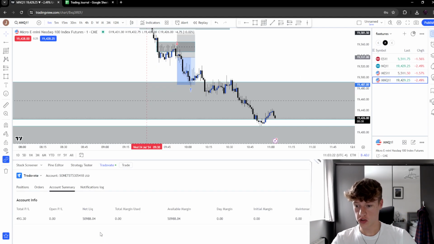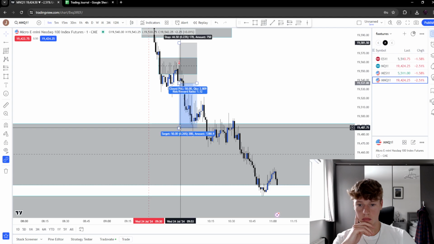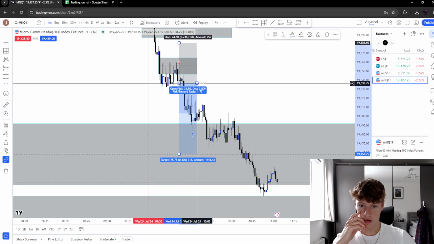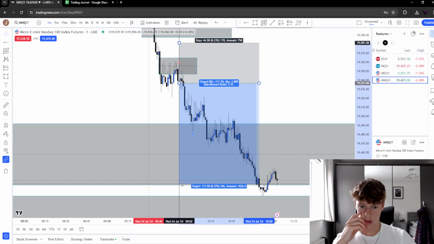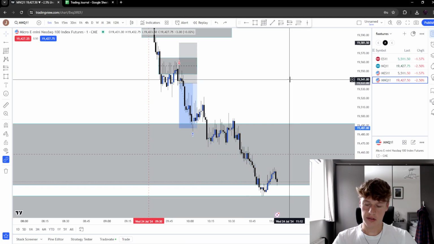Today we're up 493, which is basically 1%. We could have been up quite a bit more, because even just to there, it's a lot better RRs and such. But it is what it is. Winning trade, done for today.